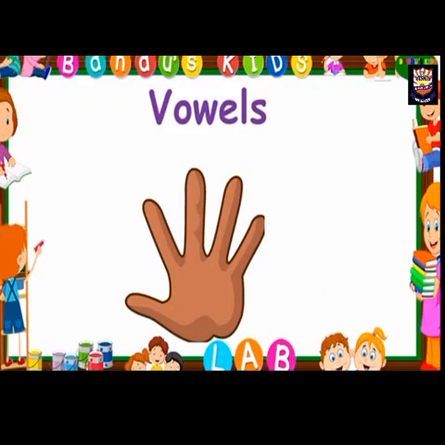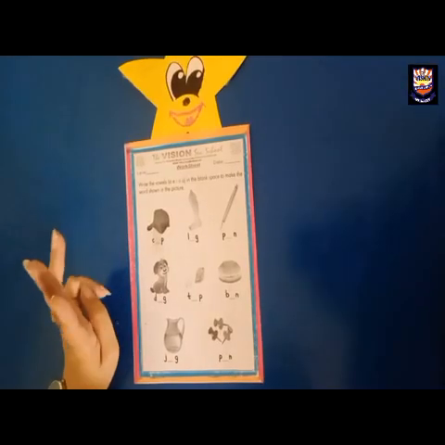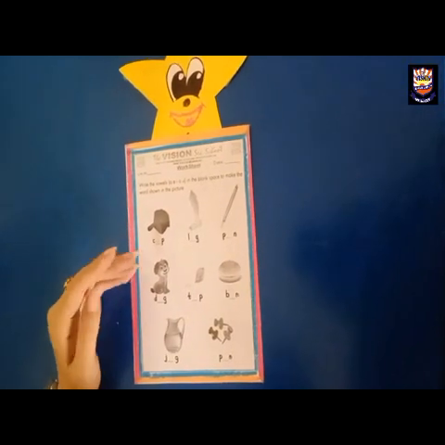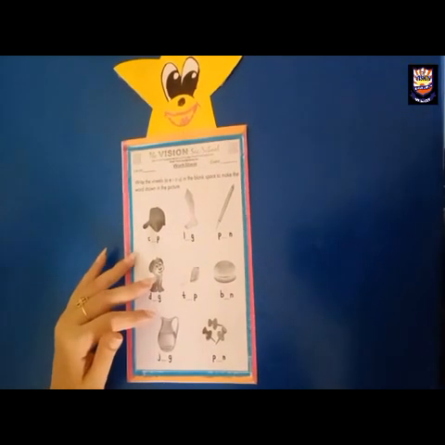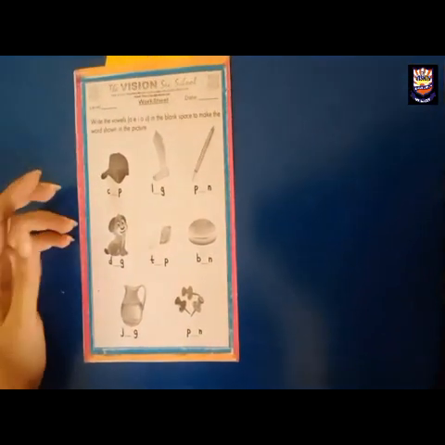How many vowels do we have? 5. There are 5 vowels. A, E, I, O, U. When there are 3 letters in a word, it normally takes vowel sounds. Now, let's do this worksheet to clear this concept.